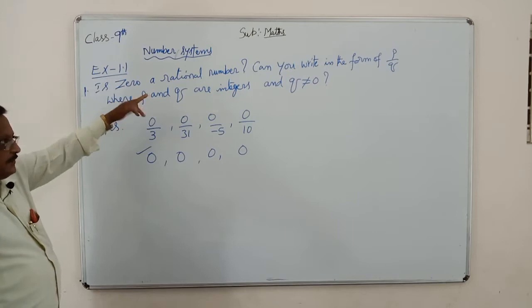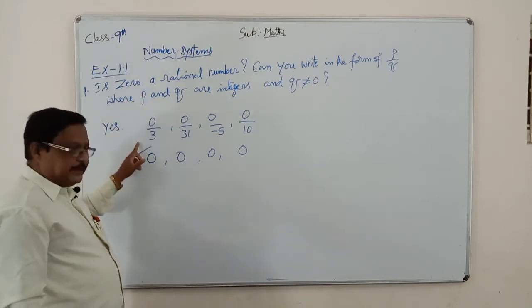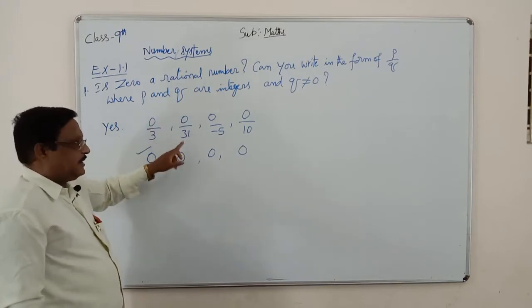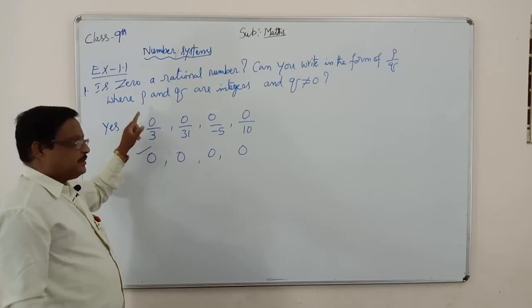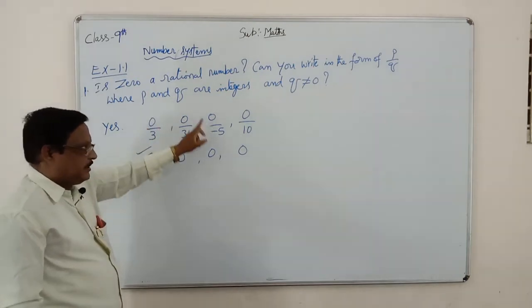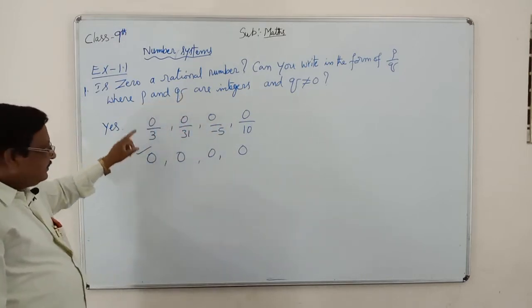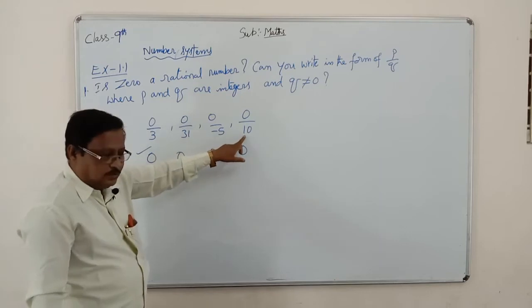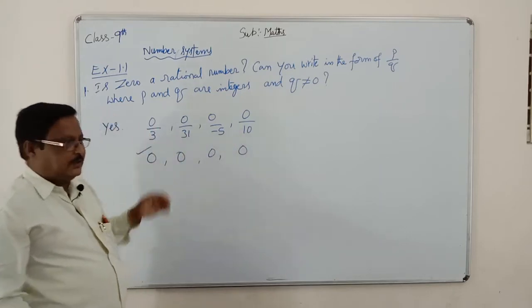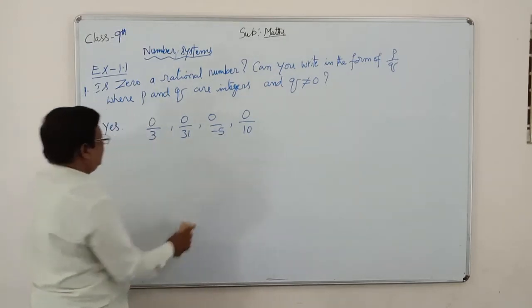Next, examples for the form p by q: 0 by any number. Whether you write a positive number or a negative number, a smaller number or a bigger number, 0 by any number, for example 0 by 3, 0 by 31, 0 by minus 5, 0 by 10. These are in the form of p by q. Here q is not equal to 0 means the denominator q is not equal to 0. These are the examples for the form p by q.